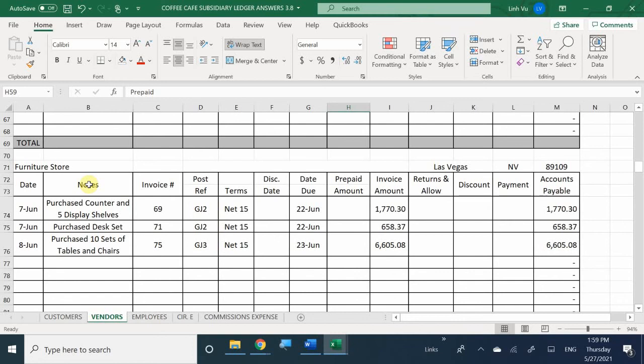So in this case, you're going to have to do some configuration on the side. Let's determine, did they give us a discount? Net. No discounts whatsoever. So in this case, we're paying the straight bill right away. So we're paying invoice number 69 and 71 with one paycheck. Therefore, we need to combine the total amounts of the 1770.30 and the 658.37. So it's $2,428.67. Yes. Okay.